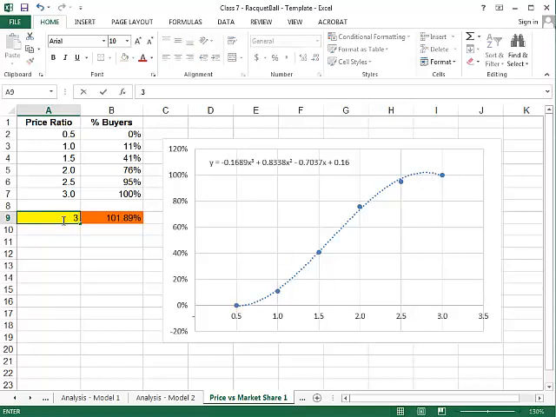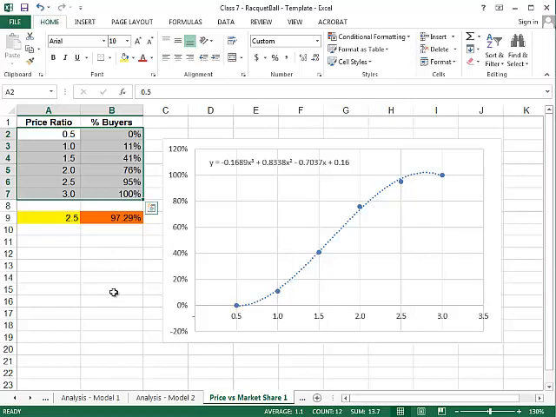Or if I had a price ratio of 3, I get almost 100%. But if I get a price ratio of 3.5, I actually go down to 66.95, which doesn't make any sense because I'm making my product cheaper and all of a sudden my market share is going down. But if you are careful and if you use this model only between 1 and 2.5, then you get a fairly reasonable approximation to what the original table gives you.